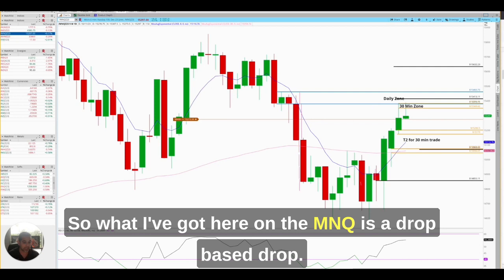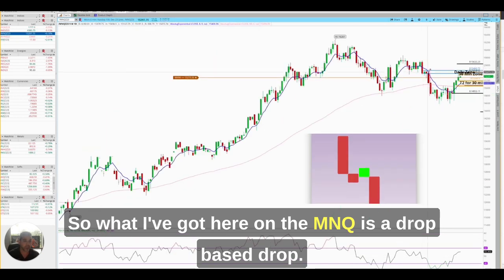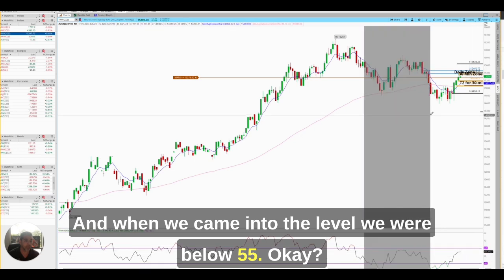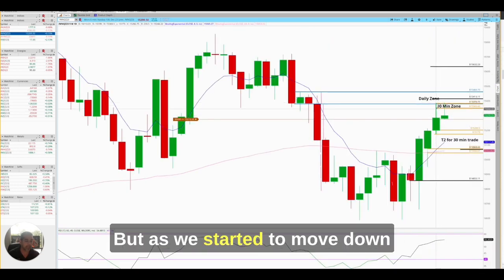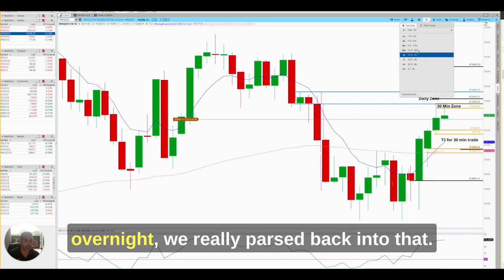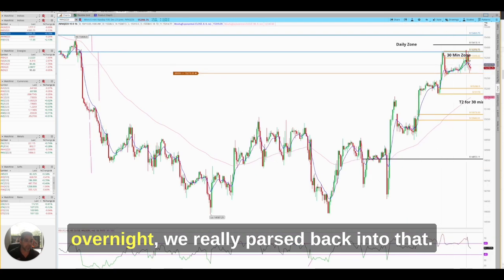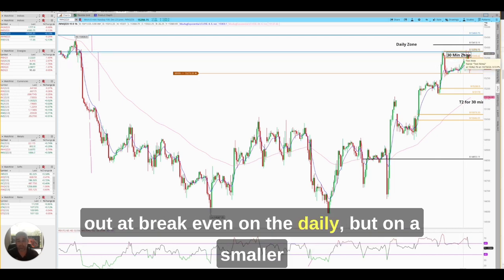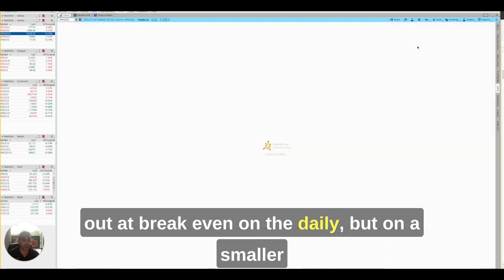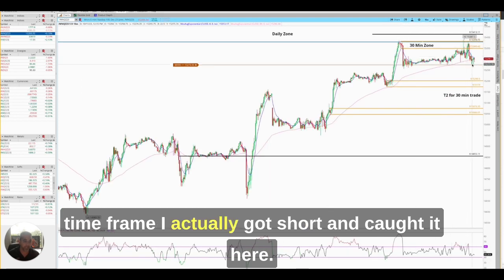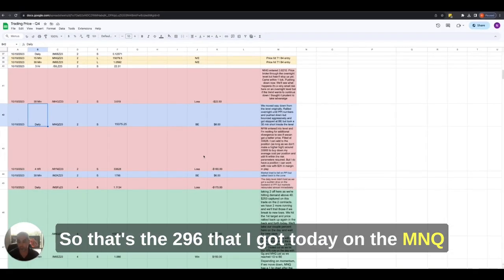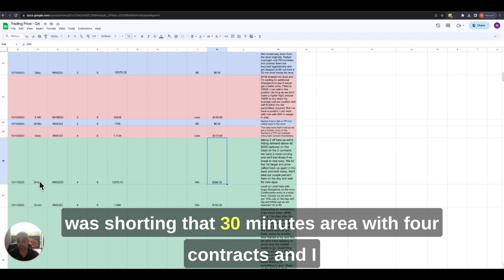So what I've got here on the MNQ is a drop-base-drop. And when we came into the level, we were below 55, okay? But as we started to move down overnight, we really pushed back into that. So what I did this morning was I got stopped out at break even on the daily, but on a smaller time frame, I actually got short and caught it here. So that's the 296 that I got today on the MNQ, was shorting that 30-minute area with 4 contracts.